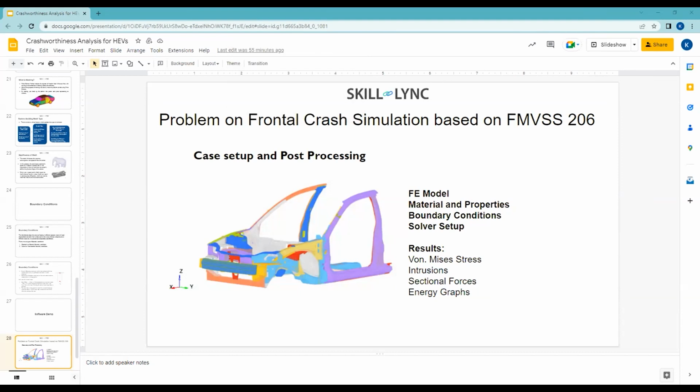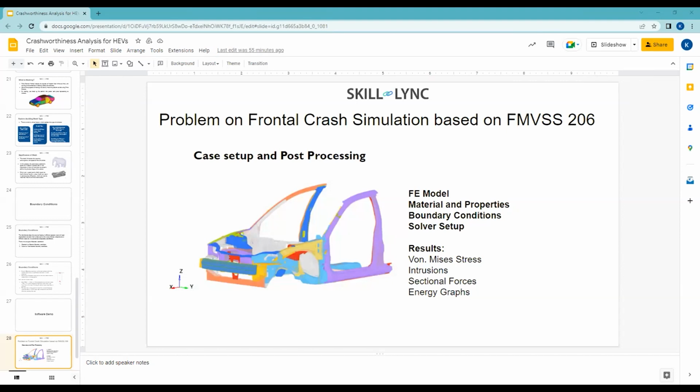So as I said, while solving any FEA problem, you should understand what the boundary conditions are, what the meshes are, and what things we should use. Traditionally, here at Skill-Lync, we try to solve a crashworthiness problem with the Radioss solver in HyperMesh. What we have done is apply a rigid wall.